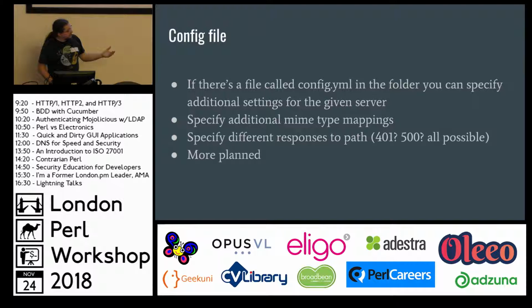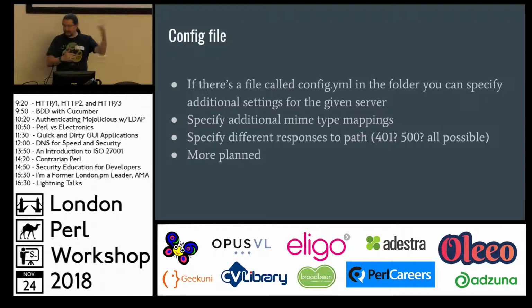So then I added in config.yaml. If you put config.yaml in the folder, then you can give some additional settings, and these are all documented in the module, because I'm a big believer in documenting modules. I haven't actually read this for a while, but I'm pretty sure I documented it. You can specify additional MIME type mappings for file types, if there are specific ones you want to give. You can specify different responses to paths, and one of the things you can do with that is basically give a list of responses.